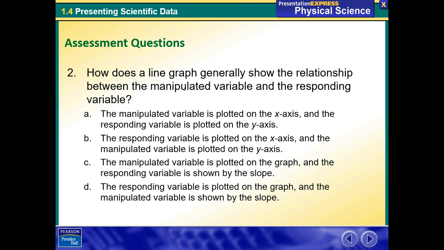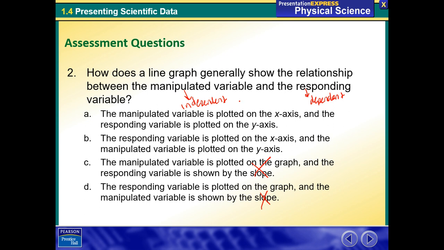So let's just go back over this. Manipulated is going to be your independent, and your responding is going to be your dependent. Now, slope has nothing to do with independent and dependent. It's just how they're related, so we don't care about those. And that leaves us with A or B.